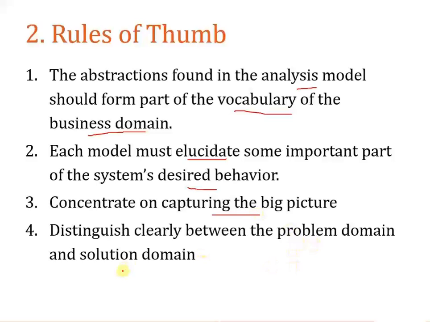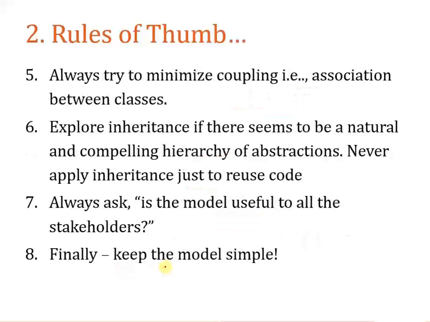Distinguish clearly between problem domain and solution domain. The 5th rule is that always try to minimize the coupling, or the other way to say it is that you maximize the cohesion. So coupling should be minimized, that is association between the classes should be minimized, but cohesion means the association within the class, and that can be increased. Explore inheritance if there seems to be a natural and compelling hierarchy of abstractions. So unnecessarily don't go for inheritance. Only if there is a situation compelling the hierarchy of abstractions, you can go for inheritance. Never use inheritance only to reuse the code.